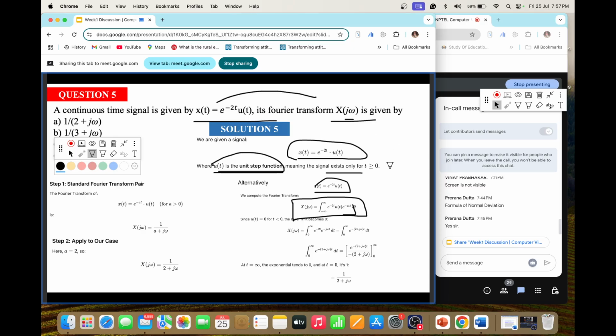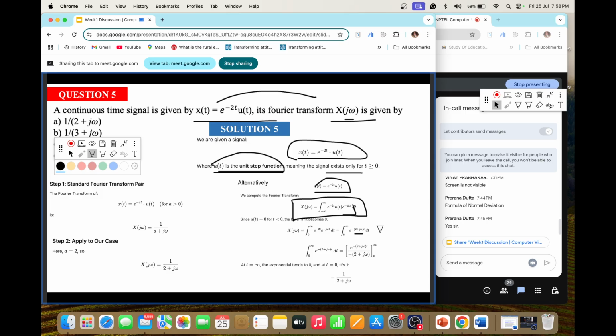So for t less than or equal to 0, there will be no signal. That is why minus infinity to infinity will be converted to 0 to infinity. e to the power minus 2t, e to the power minus j omega t dt. You just add up minus 2t plus minus j omega t, so you can take minus common: minus (2 plus j omega) t dt.